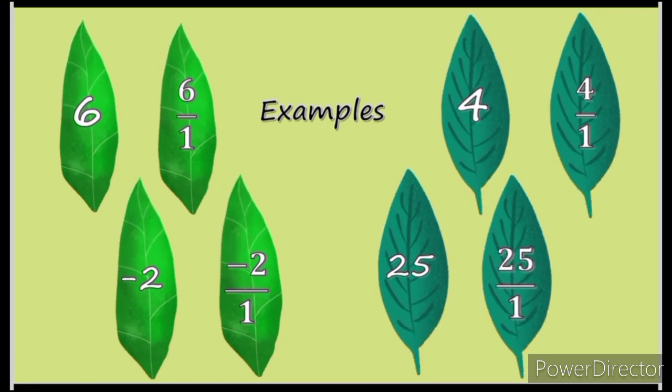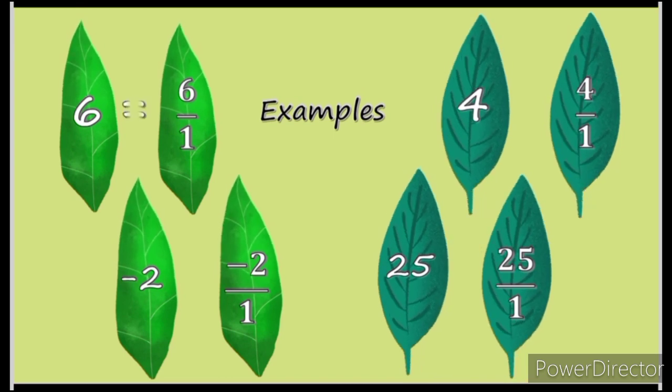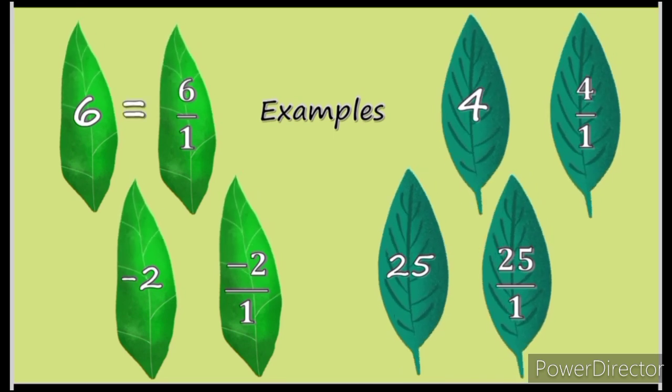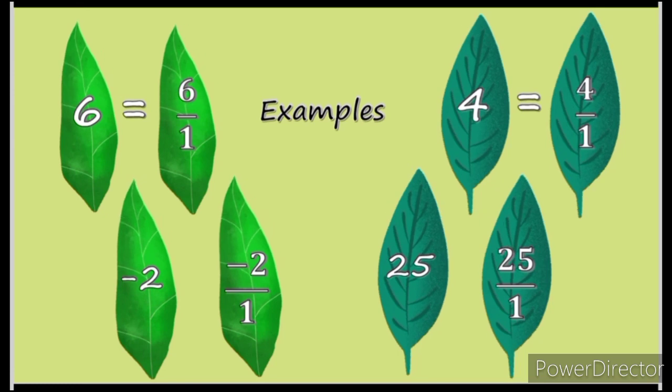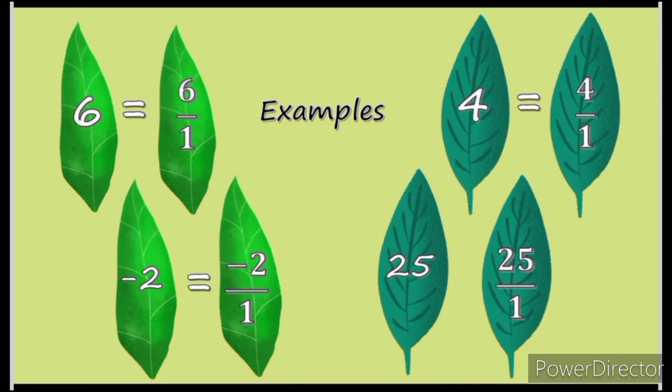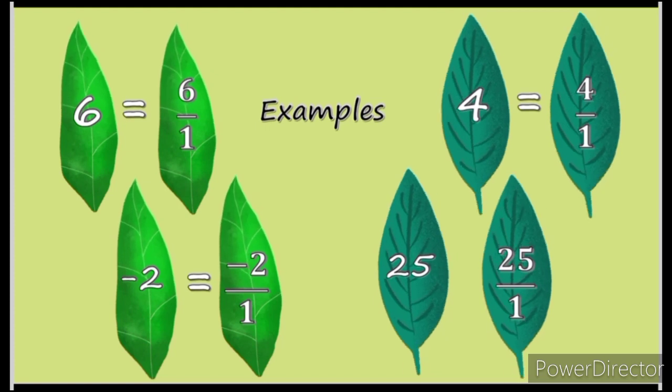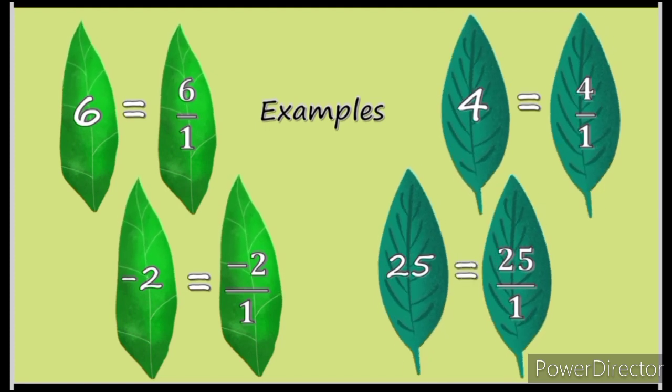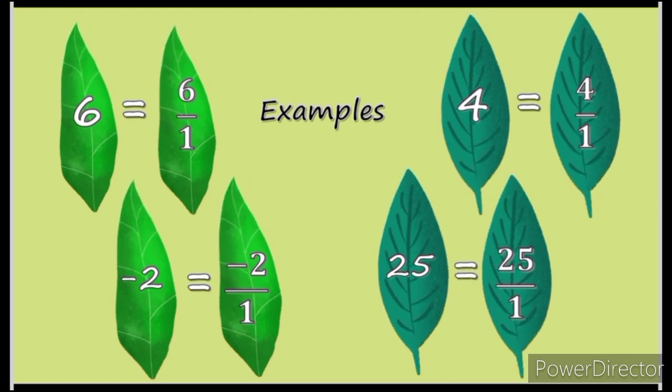Just remember, we did not change the value of each number. 6 and 6 over 1 are equal, while 4 is equal to 4 over 1. Even negative 2 is equal to negative 2 over 1. Of course, 25 is equal to 25 over 1.